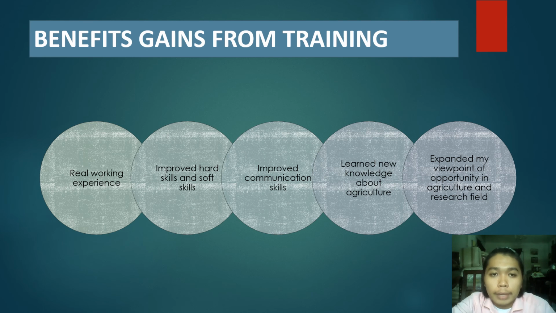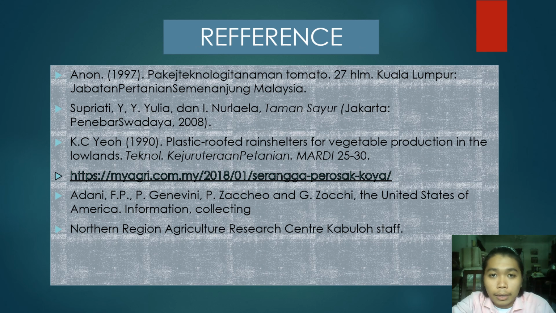Okay, for the benefits that I gained from training, I learned about real working experience, improved hard skills and soft skills, improved communication skills, learned new knowledge about agriculture, and expanded my viewpoints of opportunity in the agriculture and research field. This is the reference that I use for cultivation of cherry tomato.